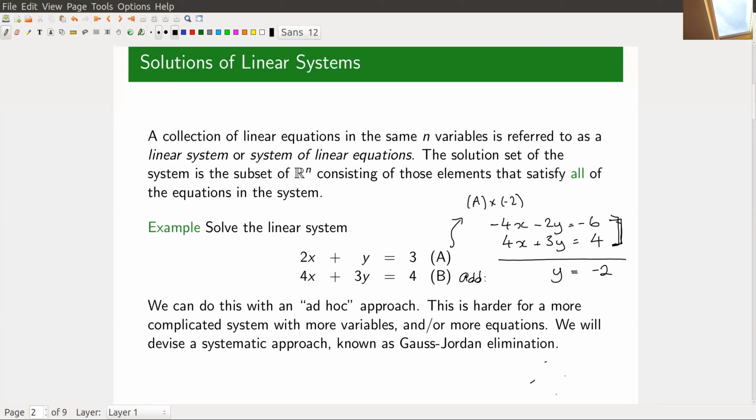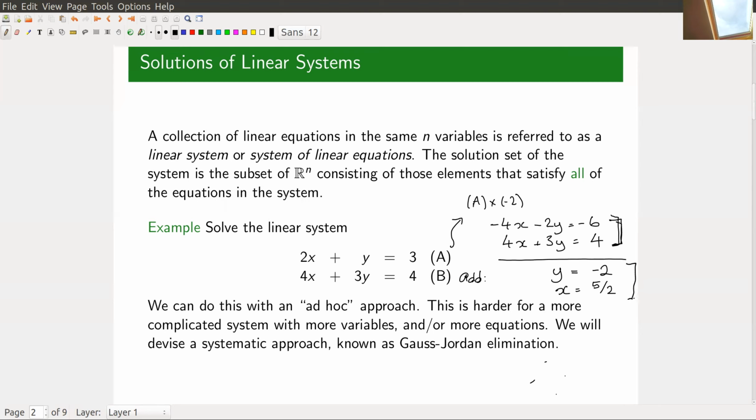And once we know that, we can figure out what x should be from, for instance, the equation 2x plus y equals 3. That would tell us that 2x minus 2 would be equal to 3, so that 2x would be equal to 5, and x would be equal to 5 over 2.